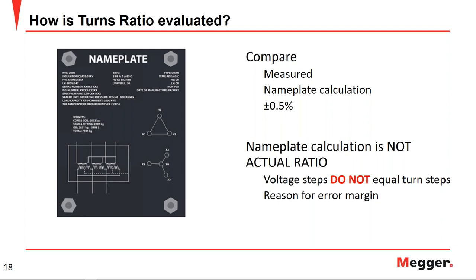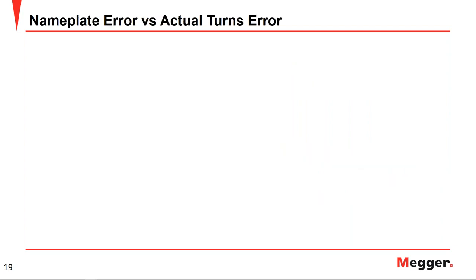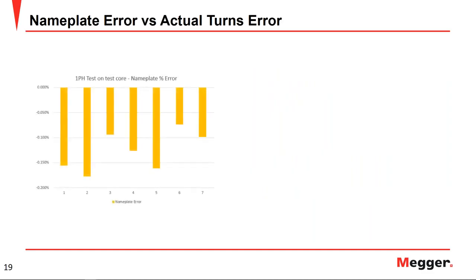And just to show you why that is important, I have an example here of some turns ratio testing that was done on a transformer. One where we were comparing the nameplate error.